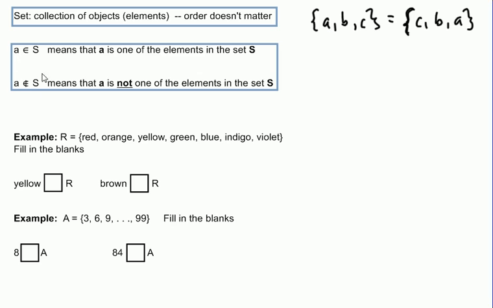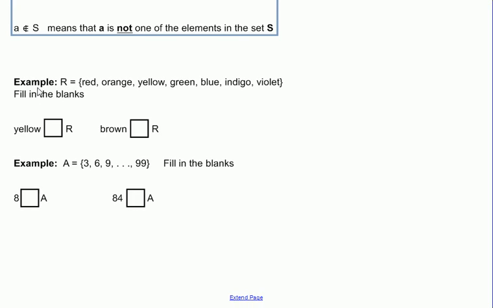There's a few symbols we're going to introduce. We want to have ways of referring to sets. We usually use uppercase letters to refer to sets. And we have this symbol right here that sort of looks like the Greek letter epsilon, and it's used to represent the element of symbol. So we would read this as A is an element of S, and that means that A is one of the elements in the set S. There's also the negated version of the element symbol to say that A is not one of the elements of S.